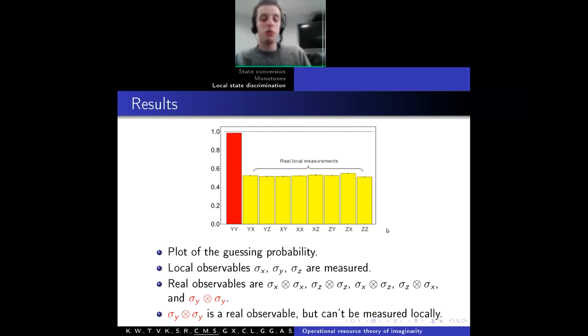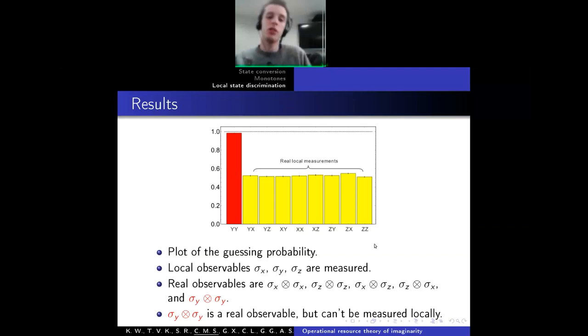Indeed, if I can only perform local real measurements, then I'm restricted to the yellow part of this plot. And you see that with the experimental errors here, but I'm more or less around 1/2, as predicted by the theory. If I want to discriminate these two states, I can still discriminate them perfectly using only real operations, okay? But these real operations are not in the LOCC form, they must be something global. So not localized like that.